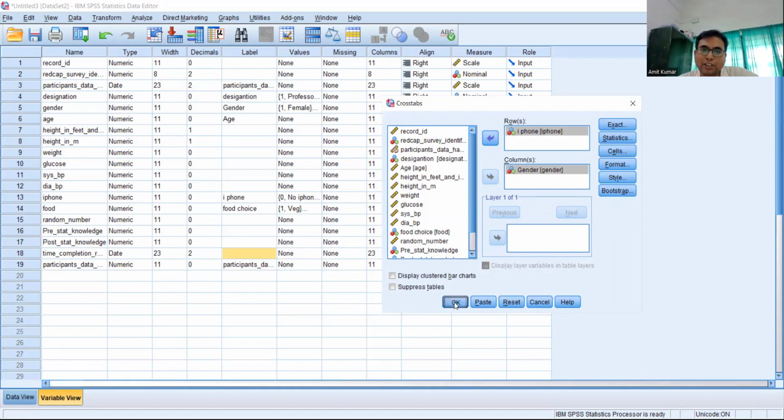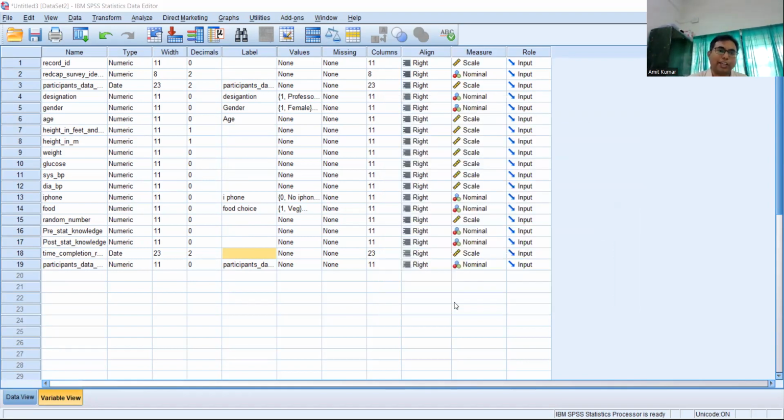Once you press OK, this window will appear for the chi-square test analysis in SPSS. This is the 2 by 2 table between iPhone user and gender. We have not seen the result window. Hello? Yeah, we can't see the result window. You cannot see it? Only this, we can't see the result window. Oh my God, why is this happening?